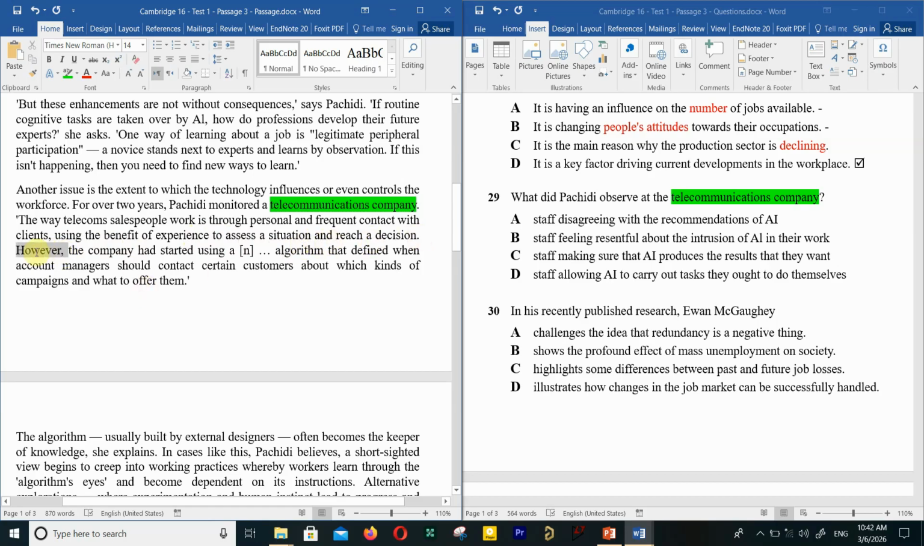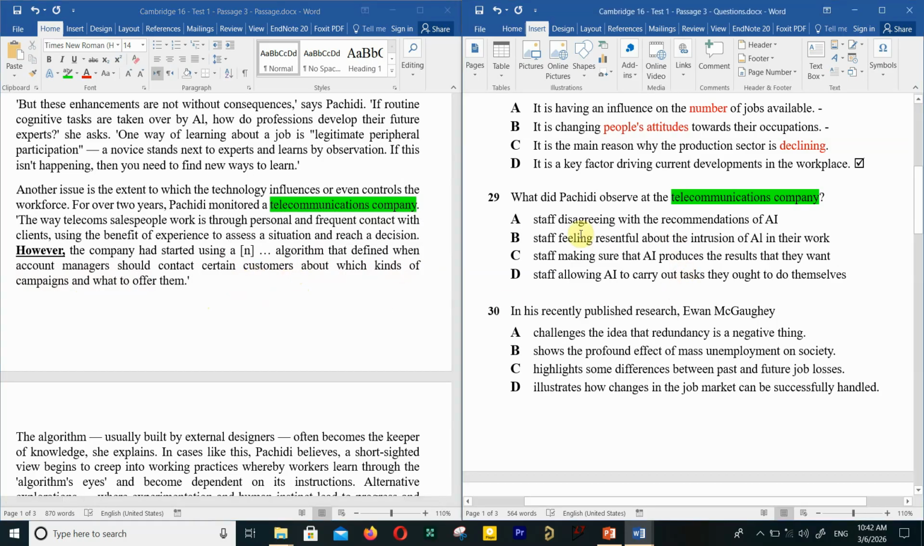However, this is important vocabulary to notice. Most of the time you're going to find the answer after but, however, while, these kinds of words. Be careful about them. The company had started using an algorithm that defined when account managers should contact certain customers about which kinds of campaigns and what to offer them. So an algorithm means AI.